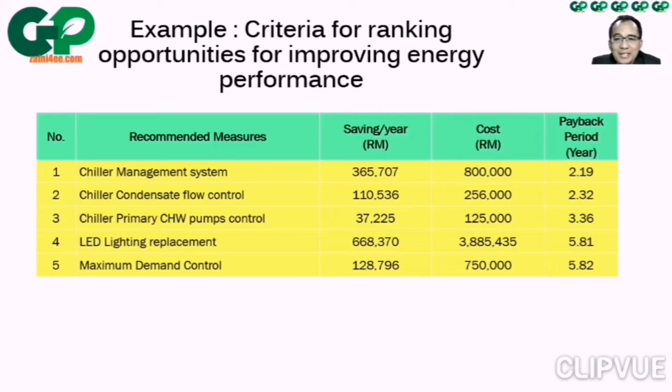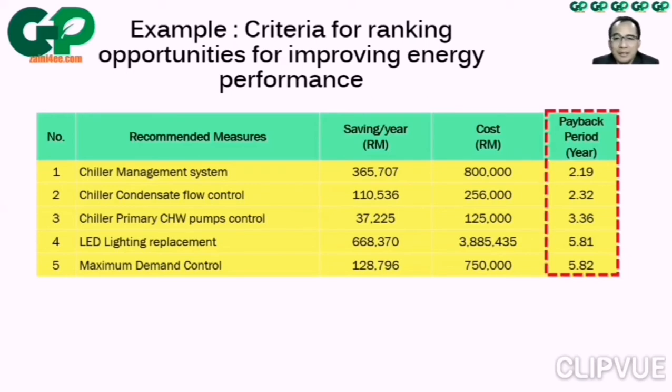So this one, the saving per year is in RM, in currency value, and then the cost there is actually the investment cost, the estimated investment cost. Therefore we can estimate the payback period. In this example, last time, we prioritized the measures based on the shortest payback period as the top priority. The longer will be the least priority. So here is an example.